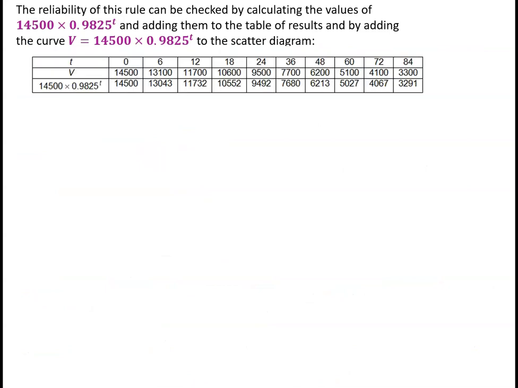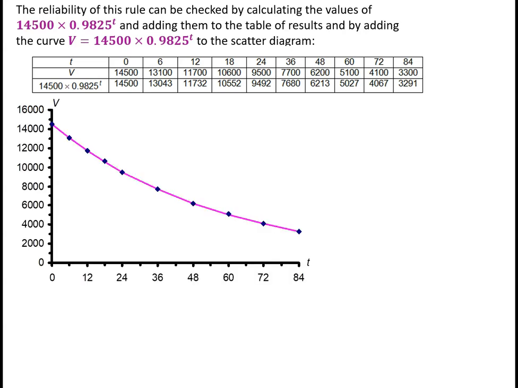Now if we look at that rule and compare the values we obtain from the rule with the predicted values of v, we can see that they are pretty well in agreement. And if we look at the graph as well, the graph goes through the points, or very, very close to the points. So it does look as if the formula v equals 14,500 times 0.9825 to the power t describes the value of the car after t months pretty well.